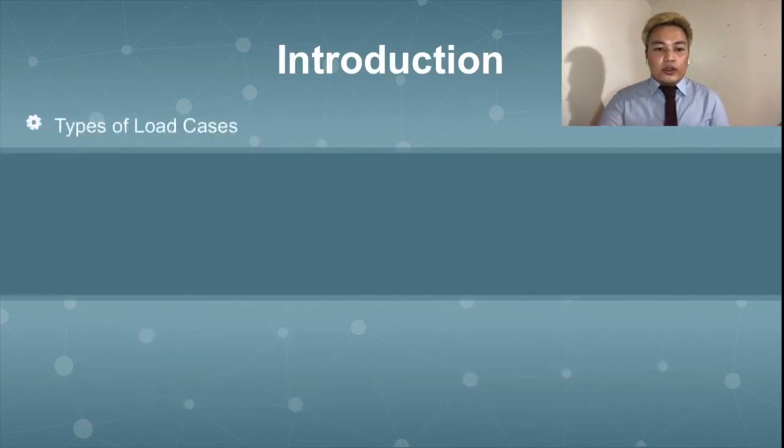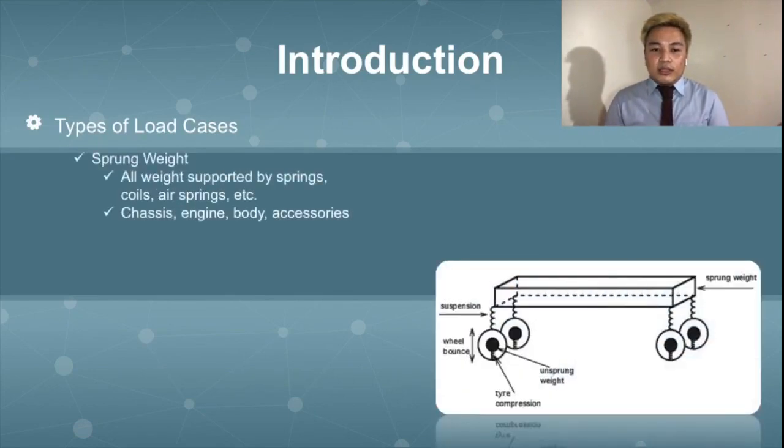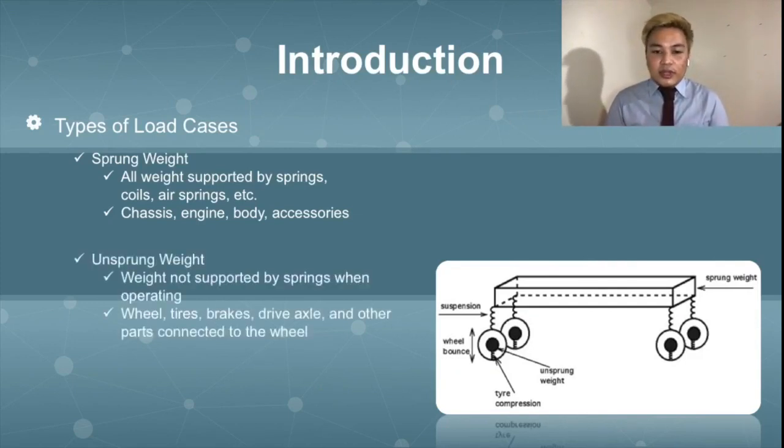Okay, for this, we will consider two types of load cases. We will consider first the sprung weight. So basically, all weight supported by the springs, coils, air springs, etc. This will consist of the chassis, engine, body, and stock accessories. The unsprung weight is basically all the weight not supported by the springs when operated. We have the wheels, tires, brakes, drive axles, and other parts that are connected to the wheel. We can see in the diagram on the right that the sprung weight is basically any weight that is lifted by the suspension, or that is carried by the suspension system. And the unsprung weight, most of it is the suspension system itself.